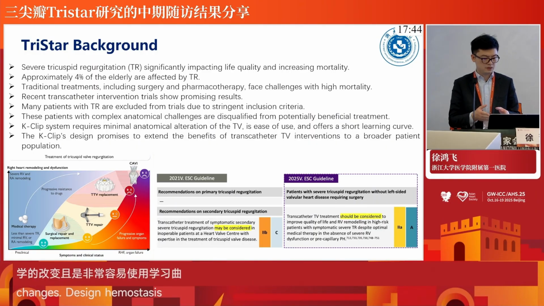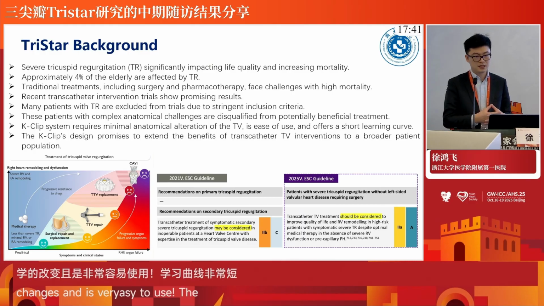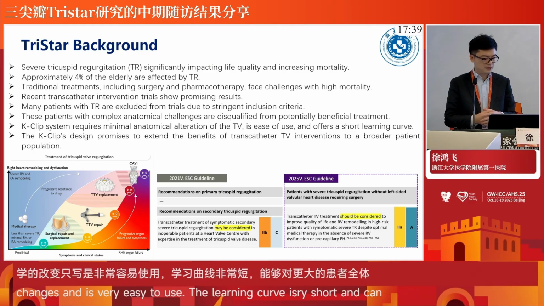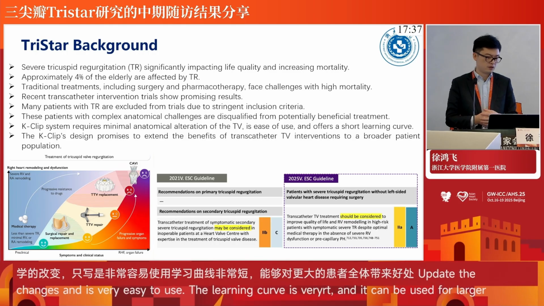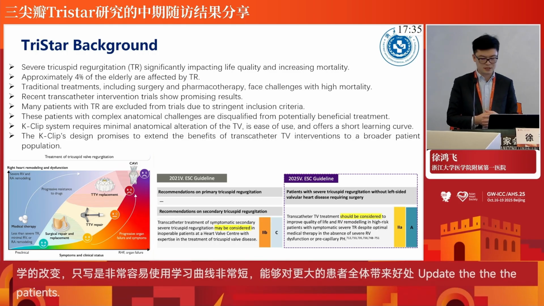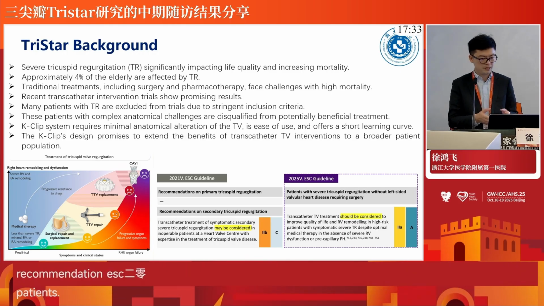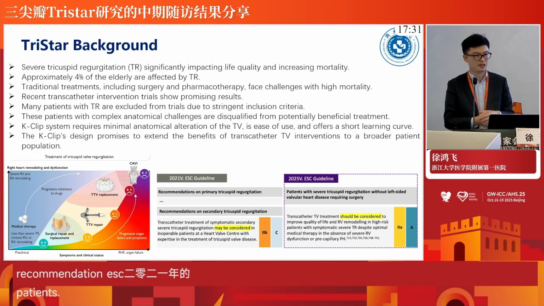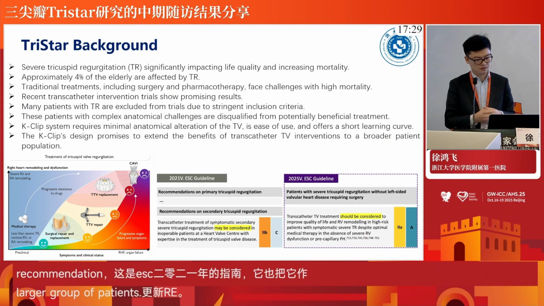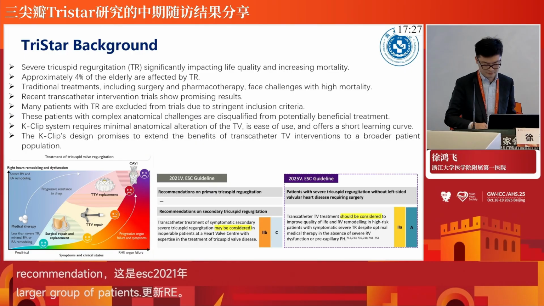We know that the 2025 ESC guideline has updated the recommendation on secondary tricuspid regurgitation, and our paper was just published before the guideline, so it was not included in the guideline. It's very close.